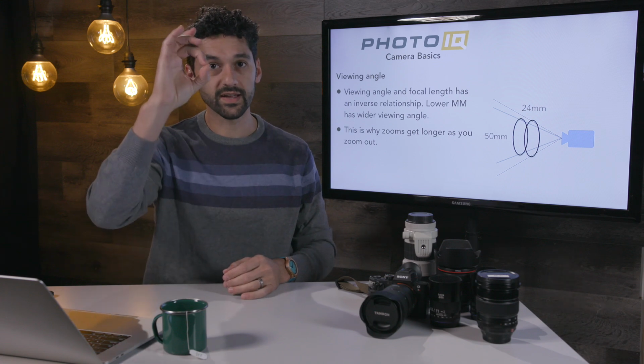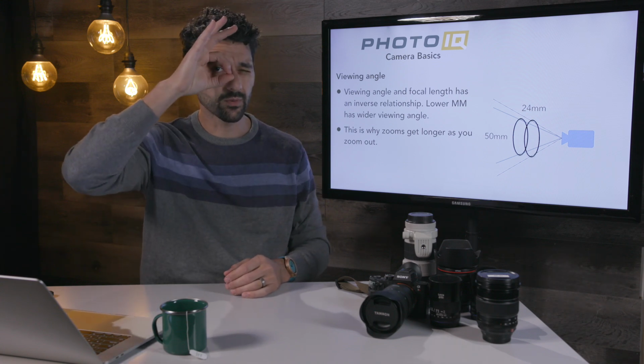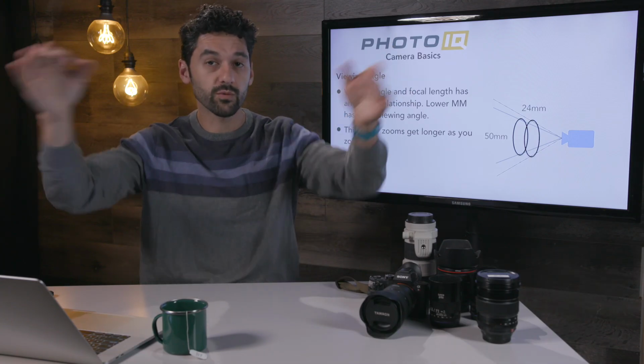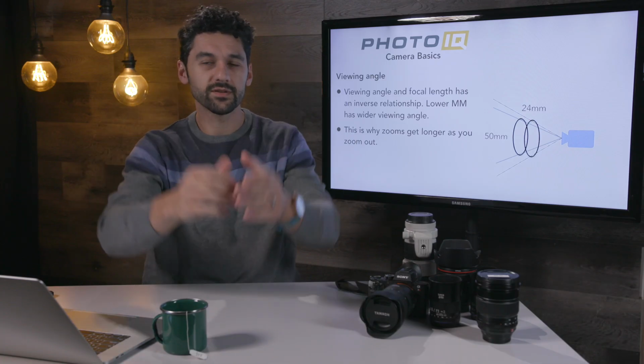It's basically like if you were to make a circle, like an OK sign with your fingers, and look through it with your eye. Bring it nice and close and you can see really wide. The further away you go, the smaller the field of view gets.